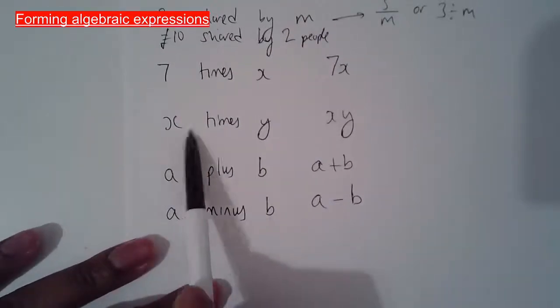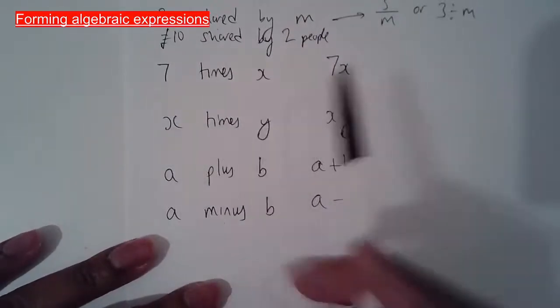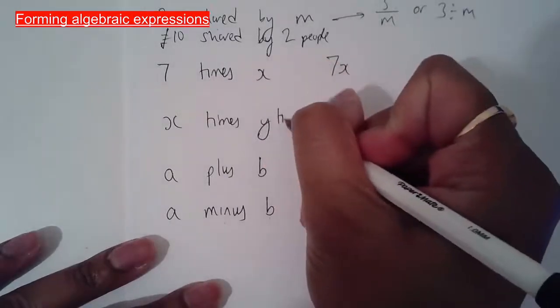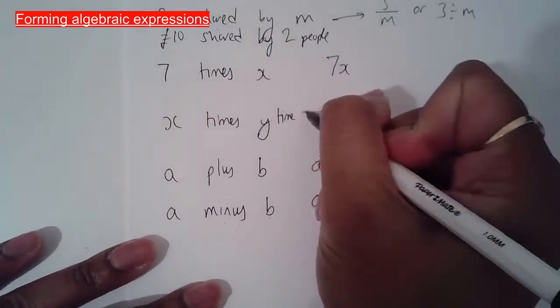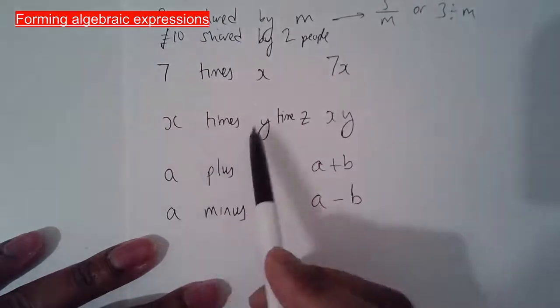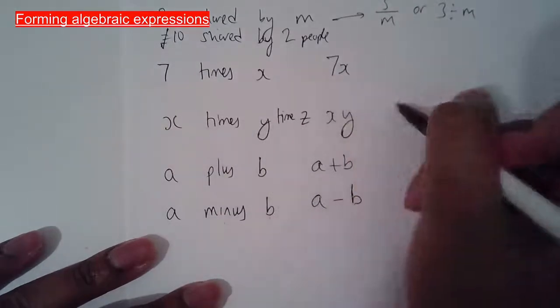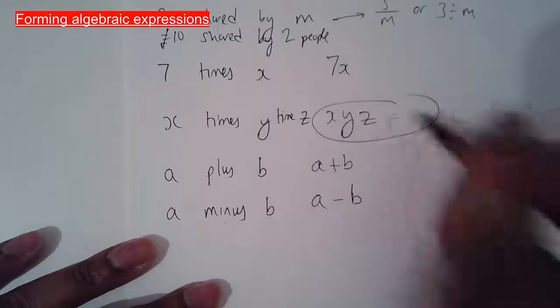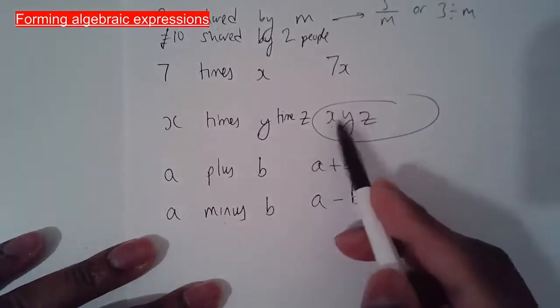Right, this one I've done just a while ago. I said x times y. Well, what if I said times z? X times y times z. So that'd be xyz. X times y times z.